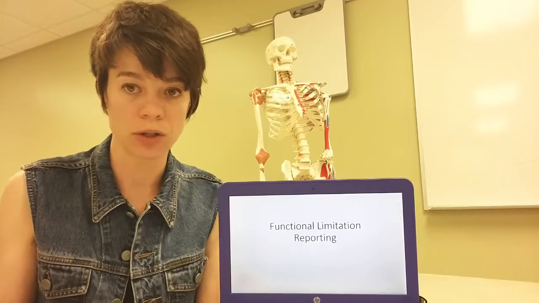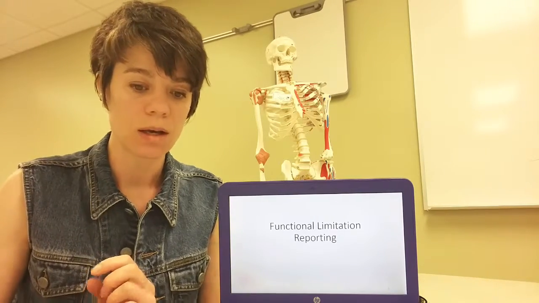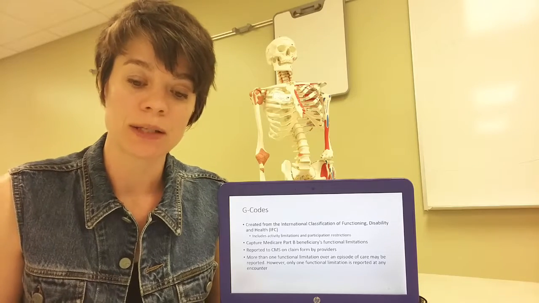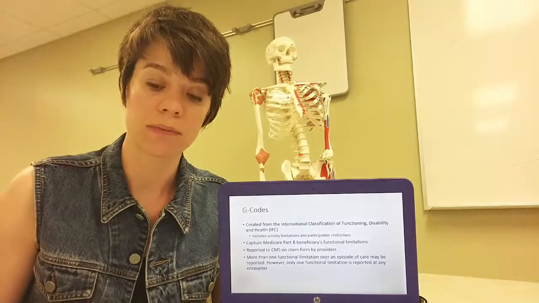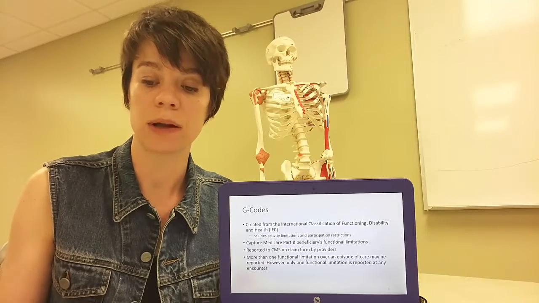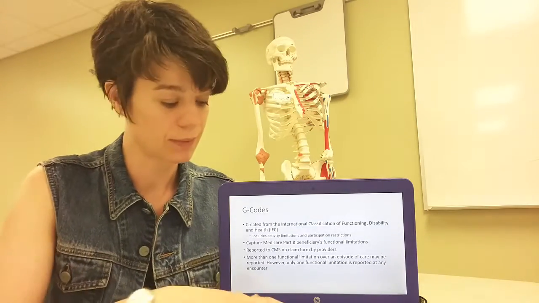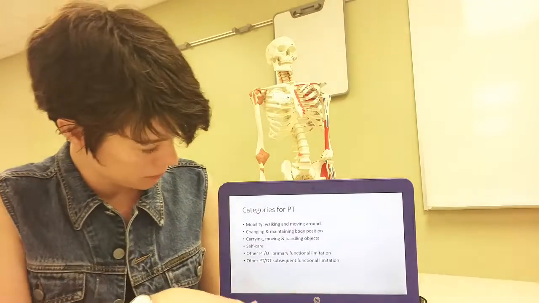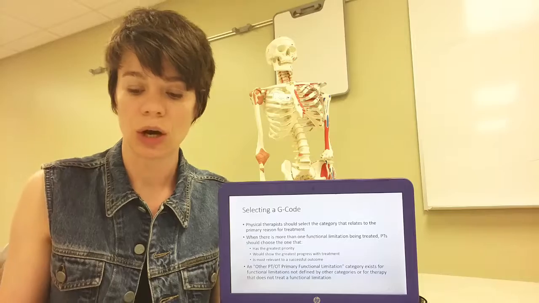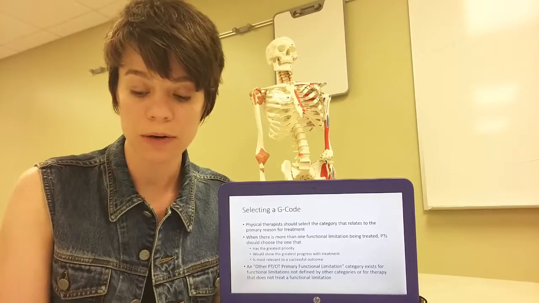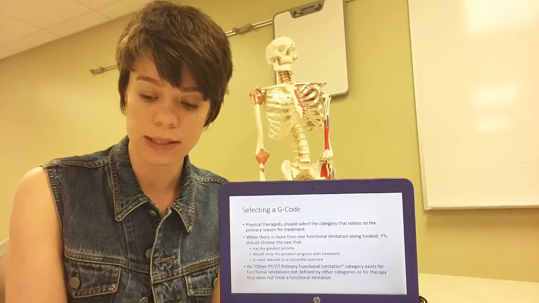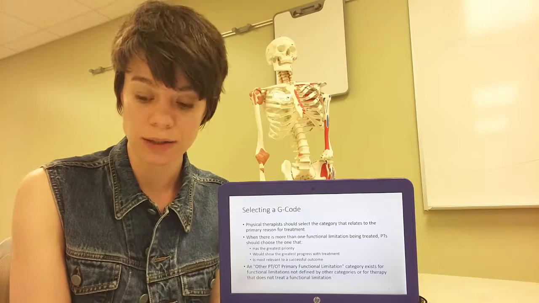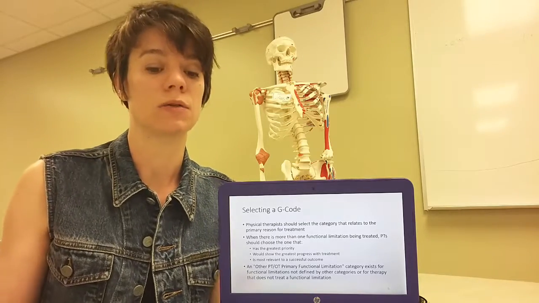So next we'll talk about functional limitation reporting. G codes are codes of functional limitation. These are informational codes reported for Medicare Part B data collection. They describe patient beneficiaries of Medicare Part B. These are the categories for physical therapy. To select a G code, pick the category relating to the primary reason for therapy. If multiple reasons exist, choose the one with greatest priority, would show the greatest progress, or is most relevant to a successful outcome.